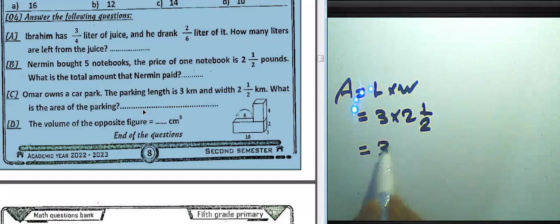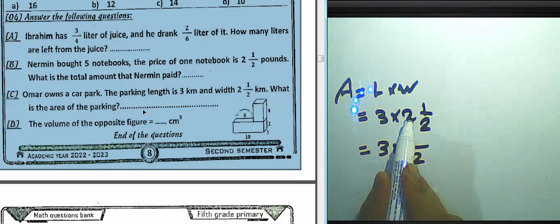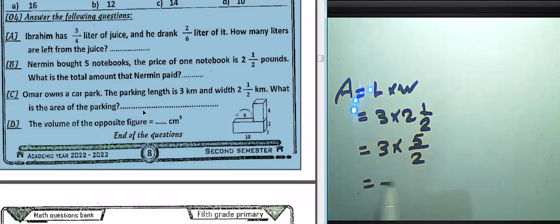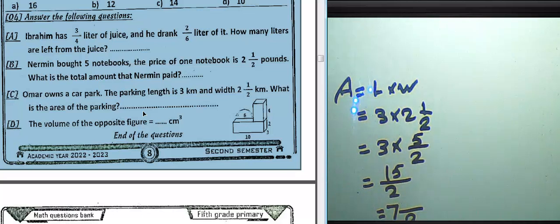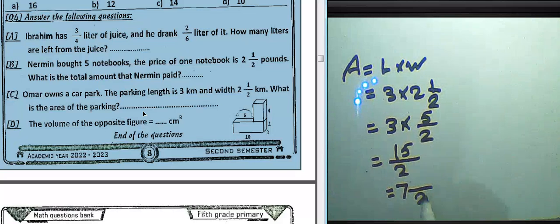To find the area, write 3 and convert 2.5 from mixed number to improper, right? 2 times 2 equals 4 plus 1 equals 5, and 3 times 5 equals 15. 15 divided by 2, you can convert it from improper to mixed number. 15 divided by 2 equals what? 2 times 7 equals 14, and the remainder 1. Then 15 divided by 2 equals 7.5, and the unit here will be kilometer squared, or square kilometer.